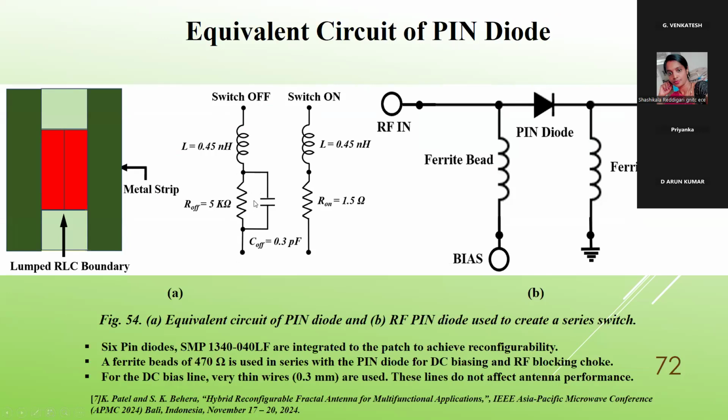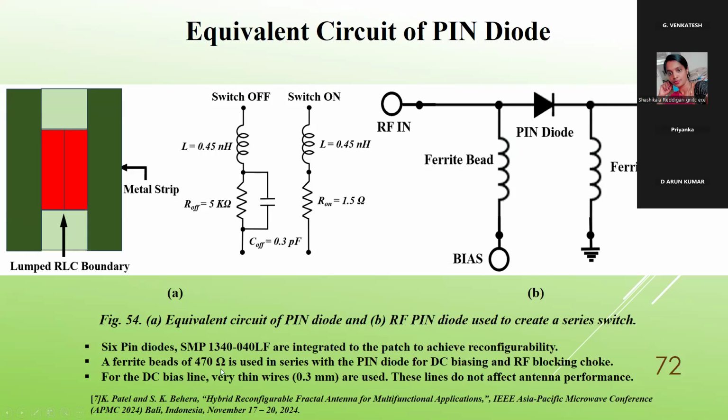In the off condition, we get a capacitor across a resistor, in series with one inductor, and in the on condition, L and R are in series with each other. The values can be obtained from the data sheet. Here is the equivalent circuit, and in this case 6 pin diodes are used. The model number is SMP1340040LF, integrated into the patch to achieve the reconfigurability.